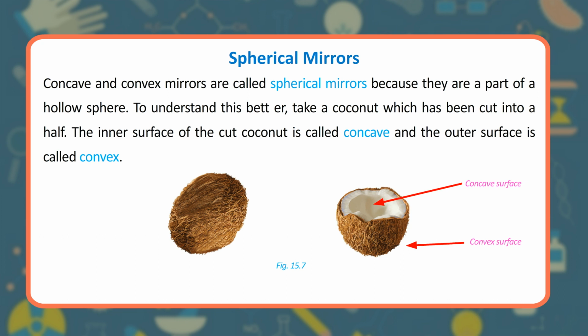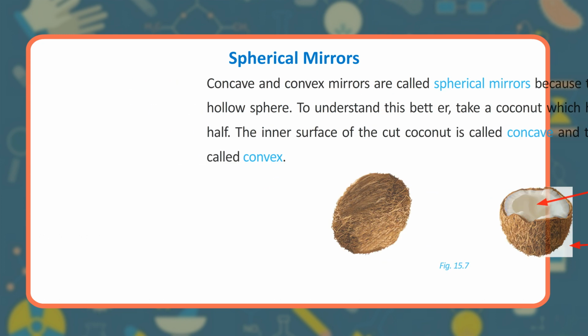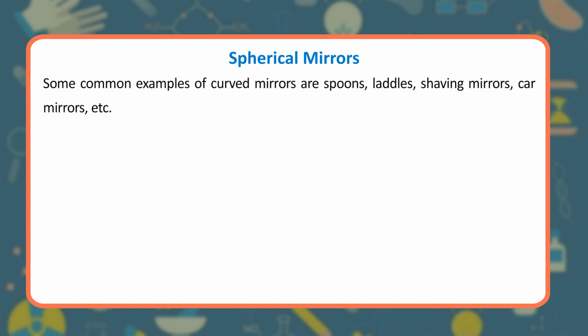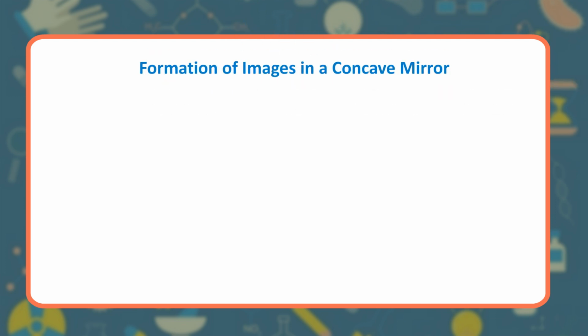Concave and convex mirrors are called spherical mirrors because they are a part of a hollow sphere. To understand this better, take a coconut which has been cut into a half. The inner surface of the cut coconut is called concave, and the outer surface is called convex. Some common examples of curved mirrors are spoons, ladles, shaving mirrors, car mirrors, etc.